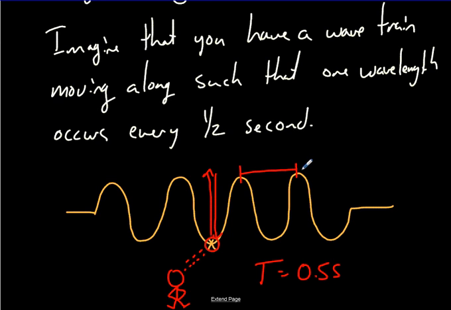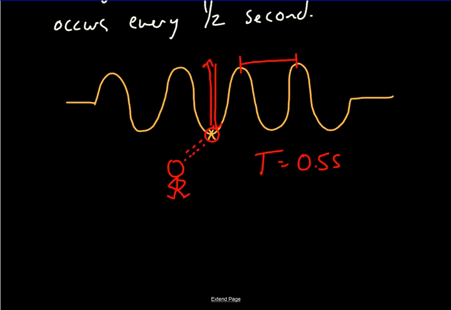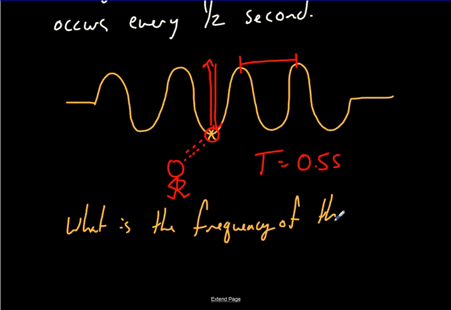Are you with me? So now the question I'm going to ask you is, what is the frequency of this set of waves? The period is 1/2 second. So if it takes 1/2 second for one wave to go by, how many waves go by every second? 2. Perfect. Frequency equals 2, so we get 2 cycles per second.